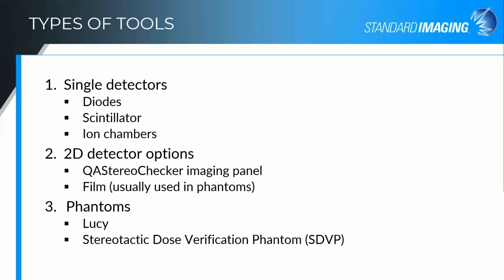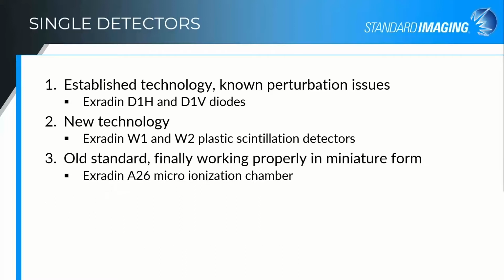The focus today is those small field tools. So of course the single detectors are a big part of that, our diodes, our scintillators, and of course the small ion chambers. But we have 2D detector options and phantoms as well that I'd like to touch on, because those are also, in my mind at least, a critical part of your small field toolkit.